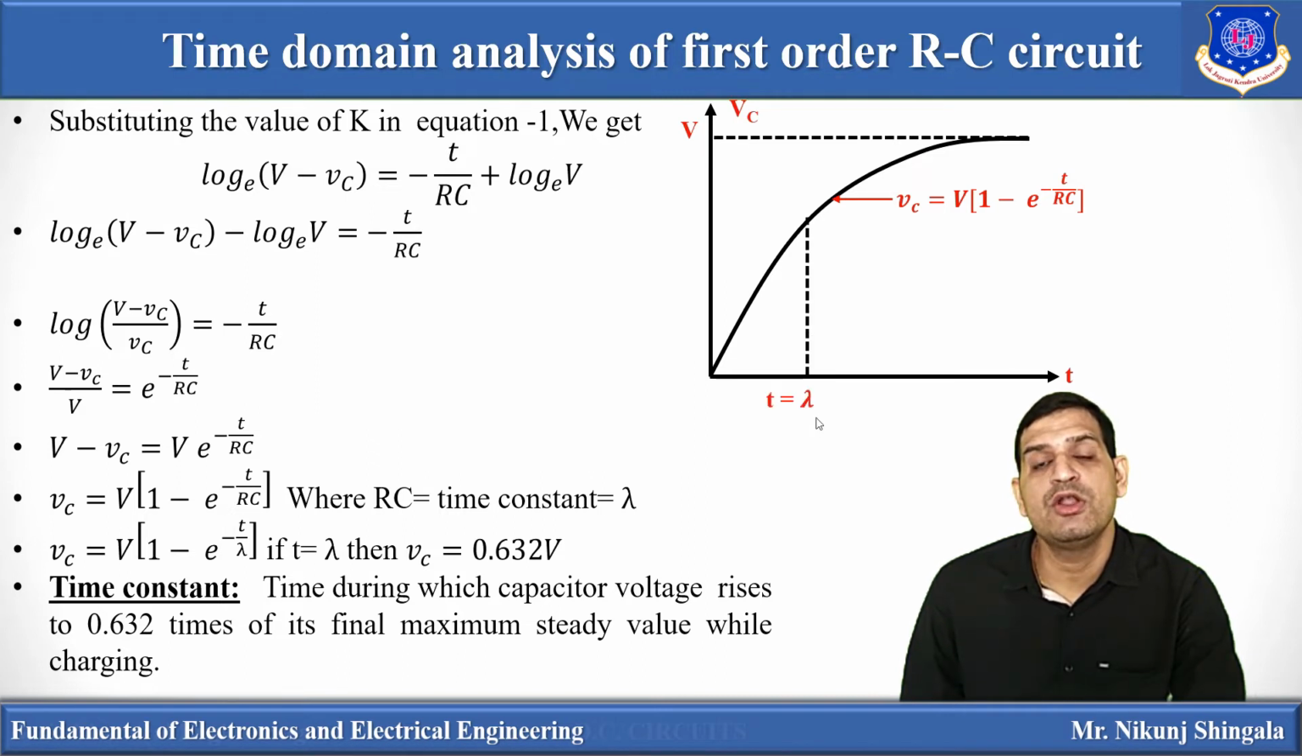Now at time t is equal to lambda, that is the time constant, after the value of time constant, what value are we getting? 0.632 V. That means at the time constant, the capacitor voltage reaches 63.2% of its maximum value.